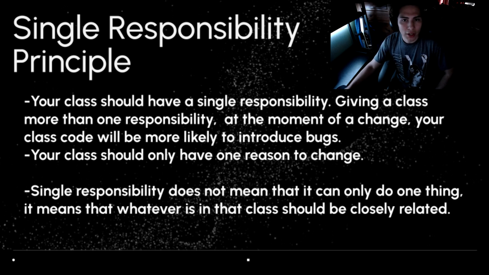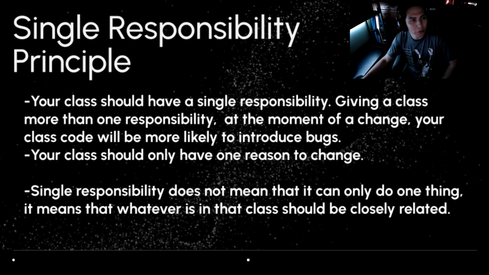Your class should only have one reason to change. Single responsibility does not mean that it can only do one thing. It just means that whatever is in that class should be closely related. It doesn't mean that every time you do something, you write a class for that. It just means that whatever is in there has to be really tight together. Otherwise, you can write it in a different class. So just bear in mind. Let me go ahead and show you the code sample.